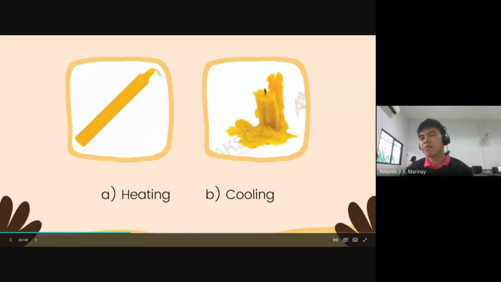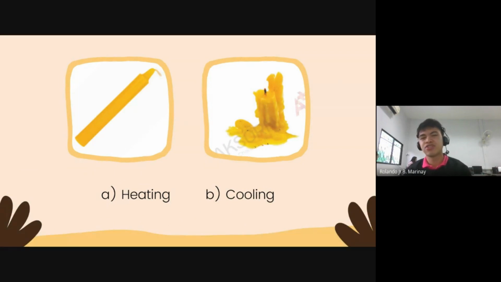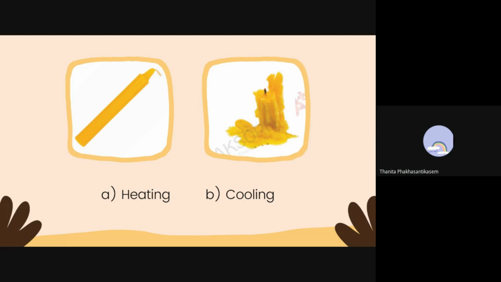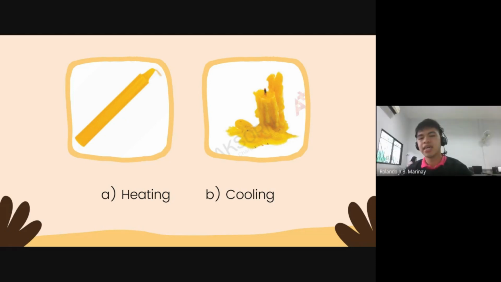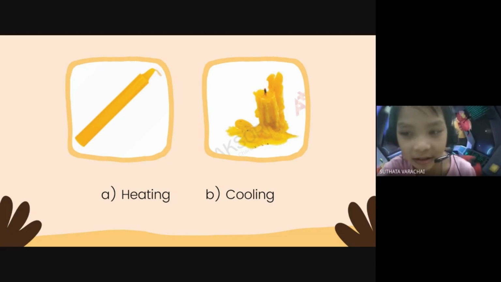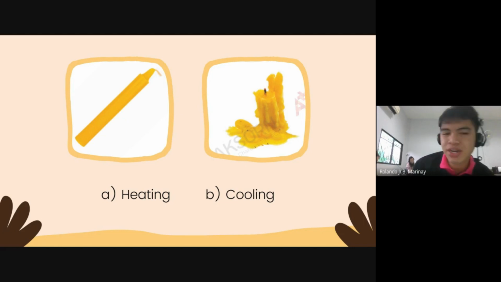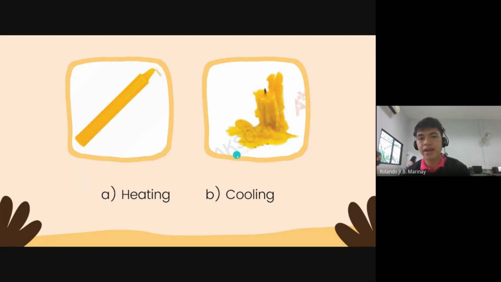Okay, what happens in this picture to become like this? Is it A, heating, or B, cooling? Heating. Okay, very good. It's A, heating. When we heat up, when we lit the candle, it will turn to this one. It will melt down and look like this, okay? So the process is heating.